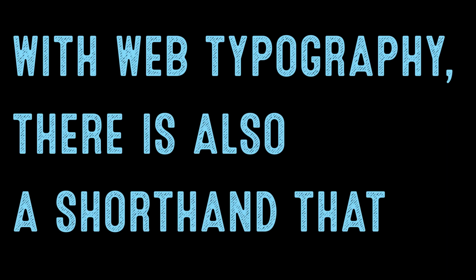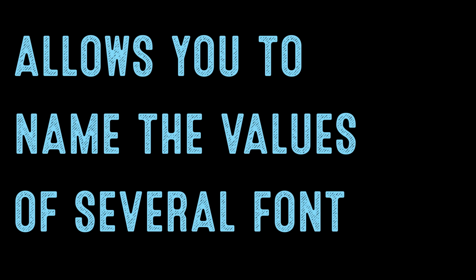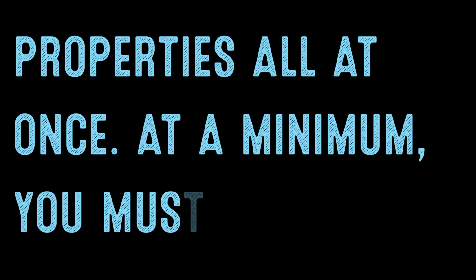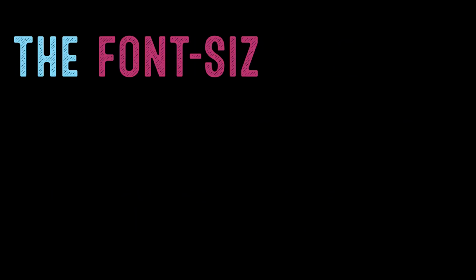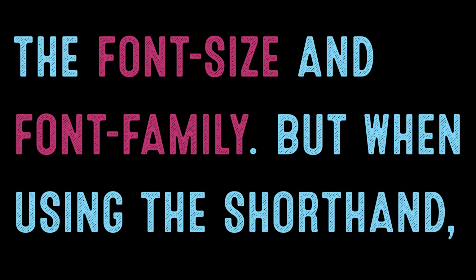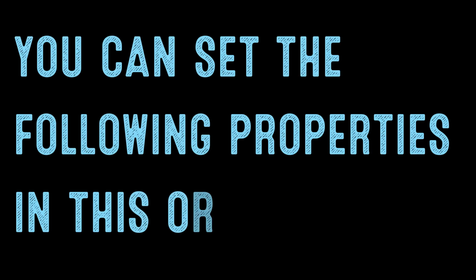The Daily Code Snippet. With web typography, there is also a shorthand that allows you to name the values of several font properties all at once. At a minimum, you must include the font size and font family. But when using the shorthand, you can set the following properties in this order: font style, font variant, font weight, font stretch, font size, line height, and font family.